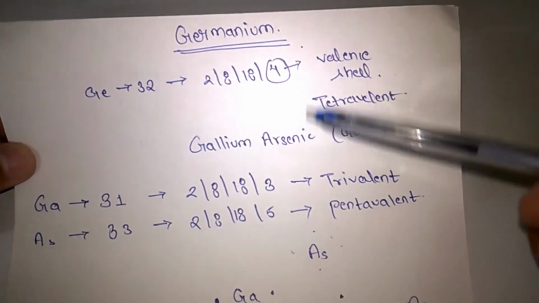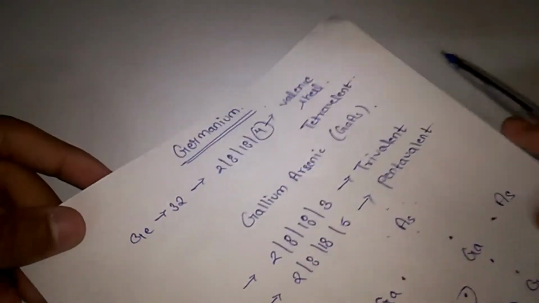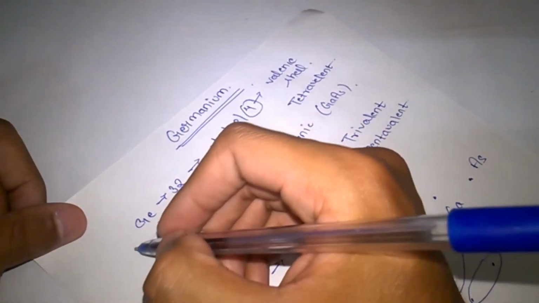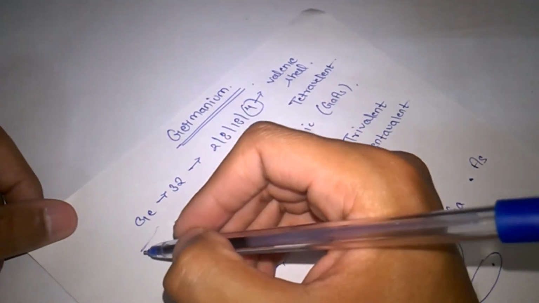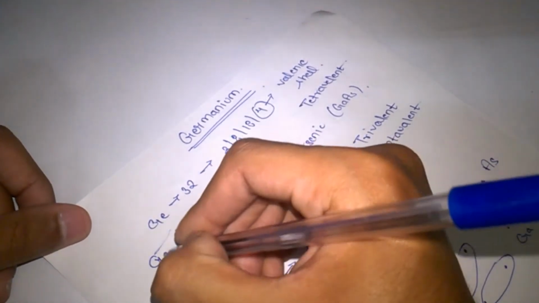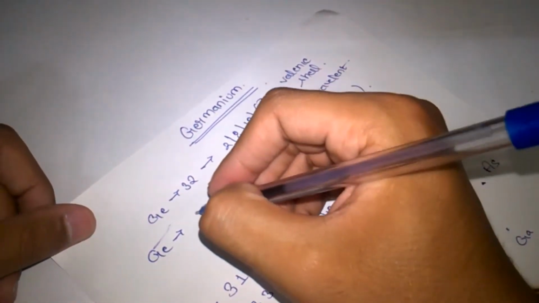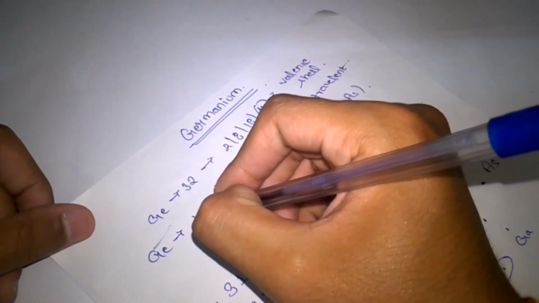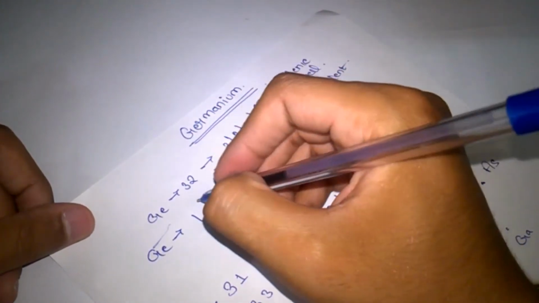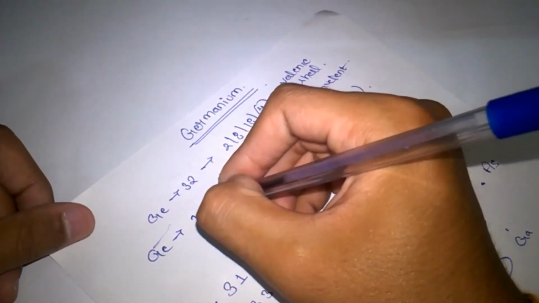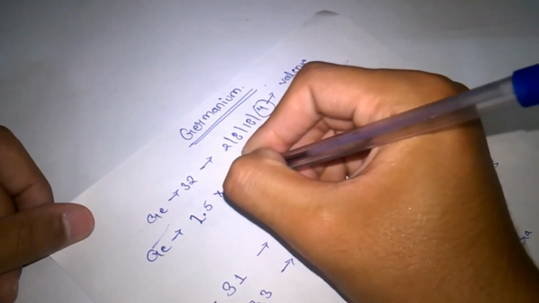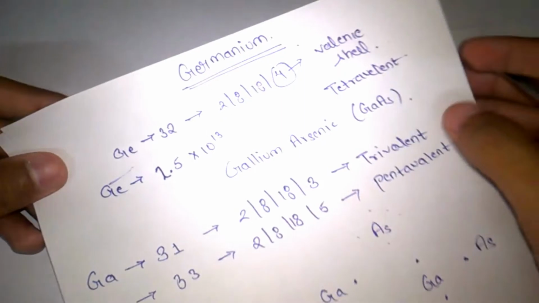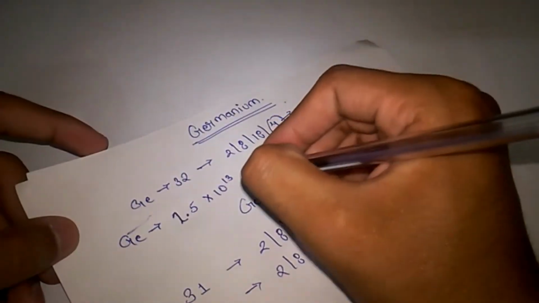Next, the factor which we have considered before, we can also consider in germanium. In germanium also, this will be 2.5 into 10 to the power 13 per centimeter cube.